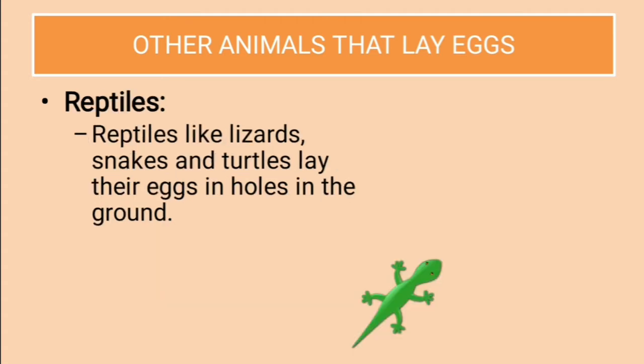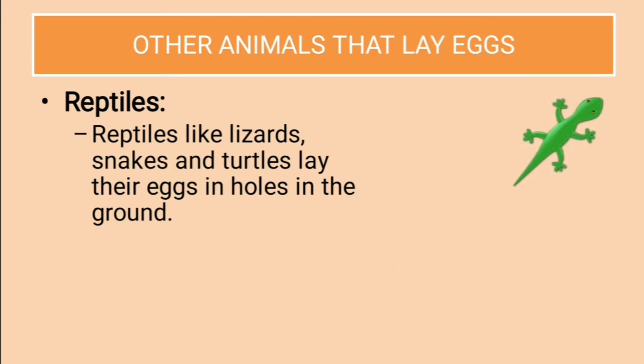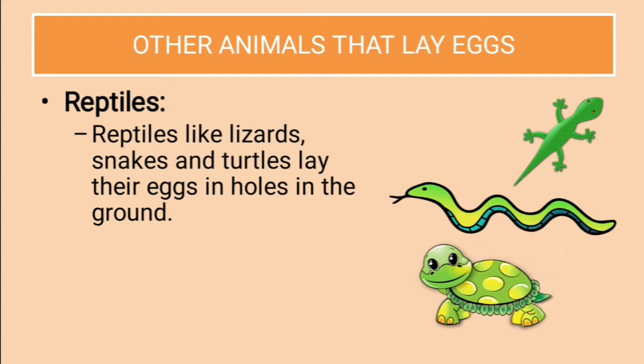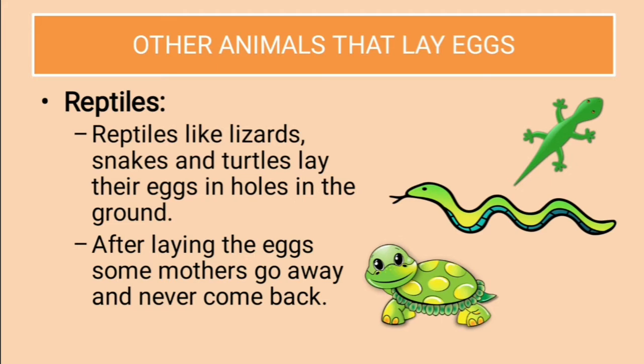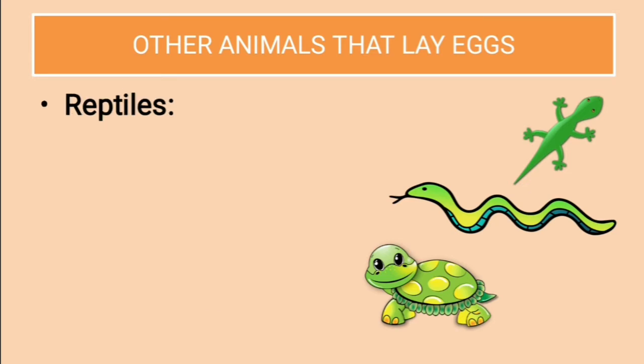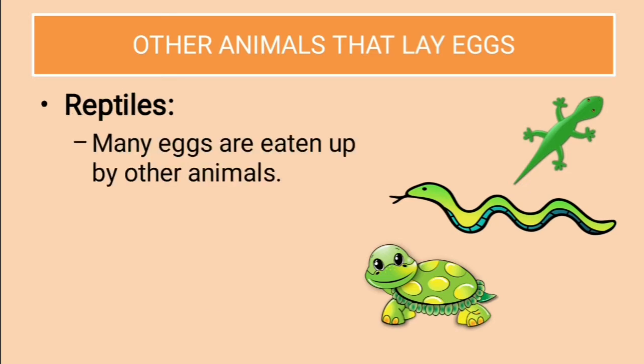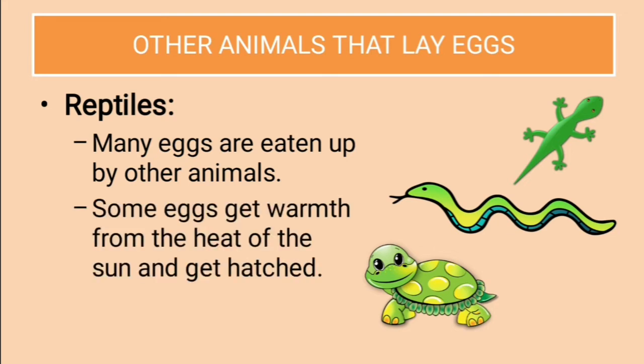Then other animals, reptiles like lizards, snakes and turtles lay their eggs in holes in the ground. After laying the eggs, some mothers like that of the turtle go away and never come back. Many eggs are eaten up by other animals. Some eggs get warmth from the heat of the sun and get hatched.